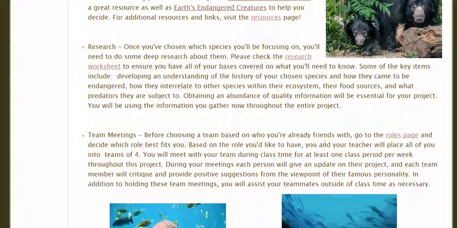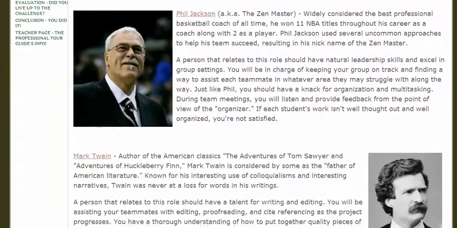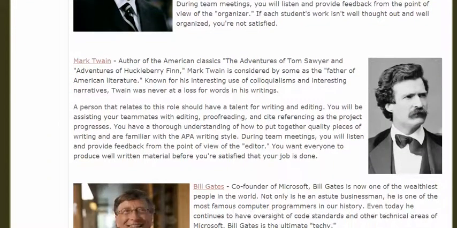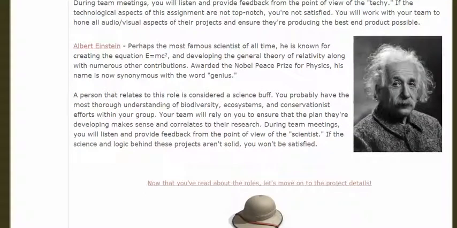Moving on to the team meetings, they'll be emulating one of these 4 people. We have Phil Jackson, he's the organizer. Mark Twain, who's our writer/editor. Bill Gates, who is our techie, and Albert Einstein, our scientist. During team meetings, they'll be giving input and feedback from one of the viewpoints of these 4 people.